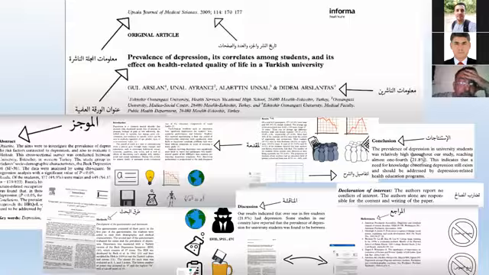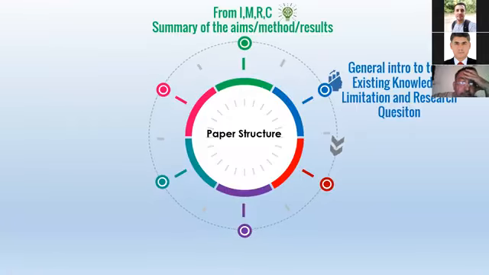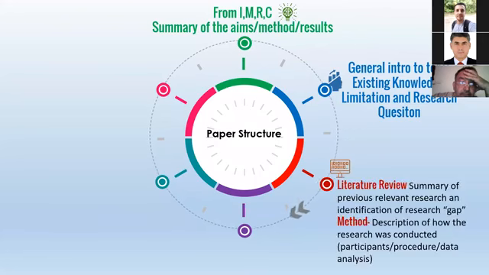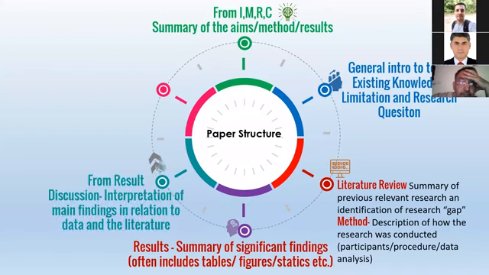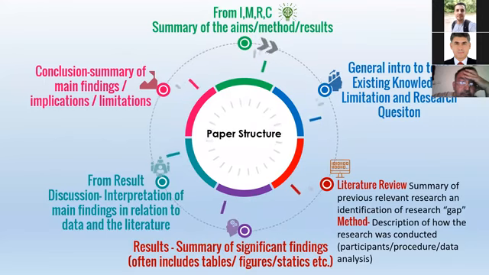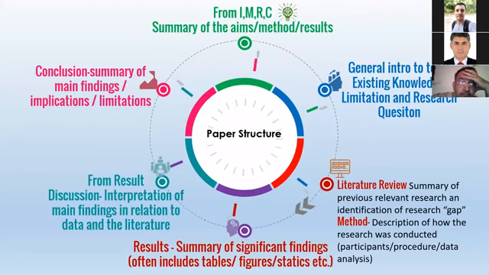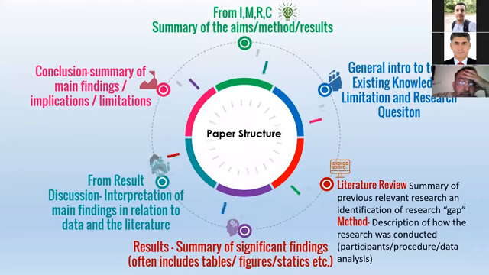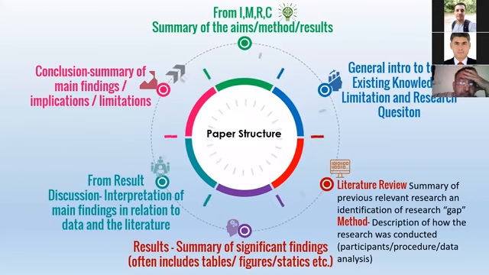After, we have introductions. So the introduction becomes what? Generally, the intro topic of our article. And inside the introduction, there is the existing knowledge, there is a limitation, and there is a research question. Every introduction must contain this. And after introduction, we have a literature review. Literature review is a summary of previous relevant research and identification of the research gap.